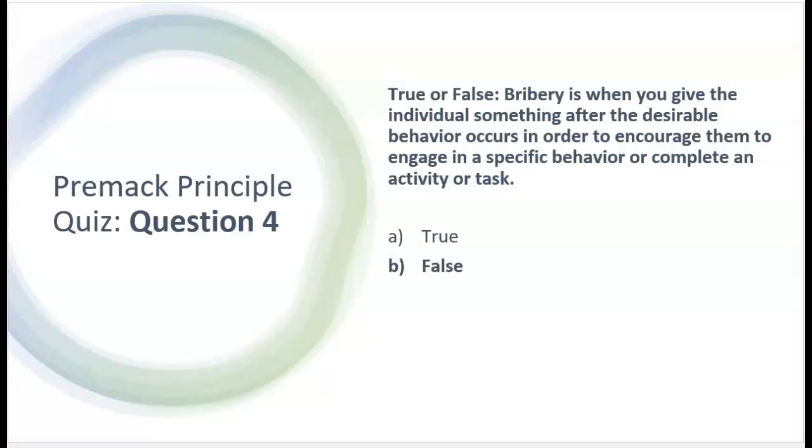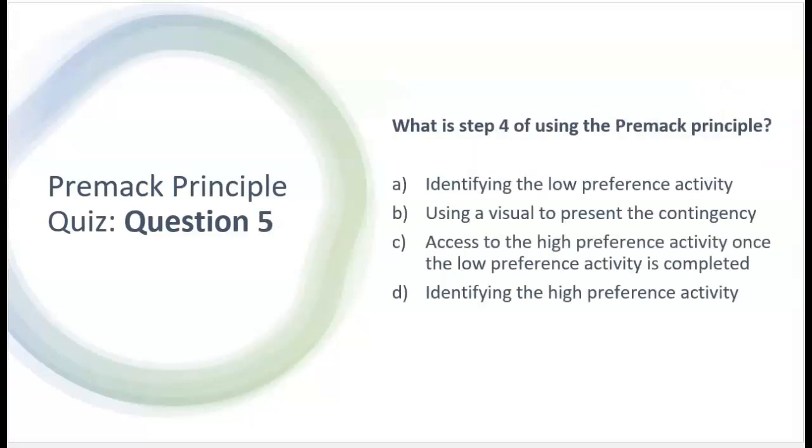All right, let's look at our last question. What is step 4 of using the Premack principle? A, identifying the low preference activity. B, using a visual to present the contingency. C, access to the high preference activity once the low preference activity is completed. Or D, identifying the high preference activity.